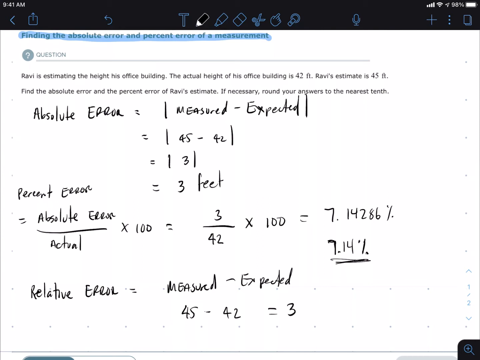Does that make sense? Yes, got it. Thank you. If you have relative error and he would have said it was 38 feet, then you would have gotten 38 minus 42, and that would have been negative 4 feet. You would have known, oh, he underestimated. And then when you do percent error with that, you know if you're over approximating or under approximating. Does that make sense, the subtle difference between those? Yes. Okay.